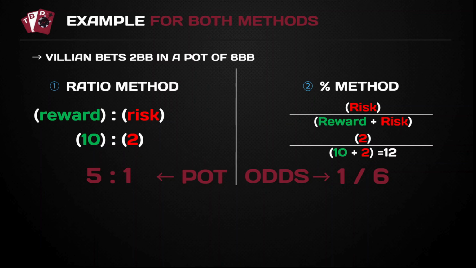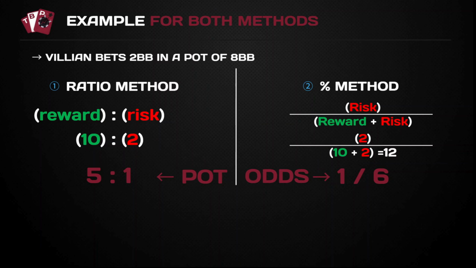The risk is our call size, or what we have to pay if we call. This is in the example 2 BB. That gives us a ratio of 10 to 2. And now we can divide both sides by 2. And we get our final pot odds with the ratio method of 5 to 1. Pot odds of 5 to 1 mean we are risking 1 to win 5.